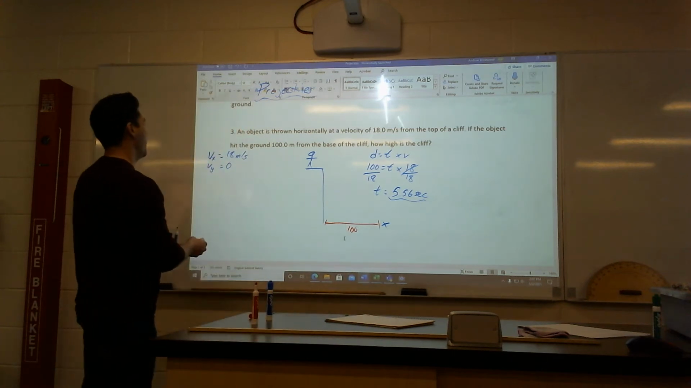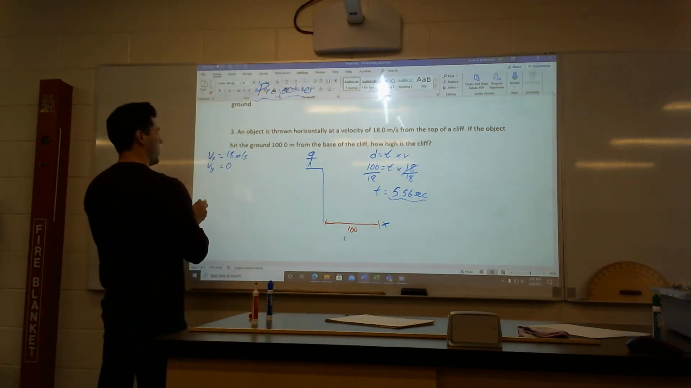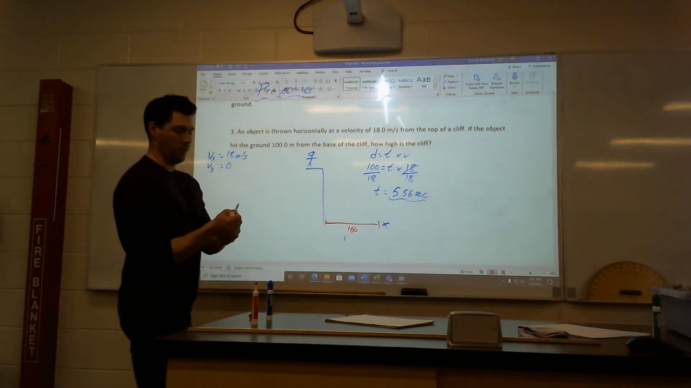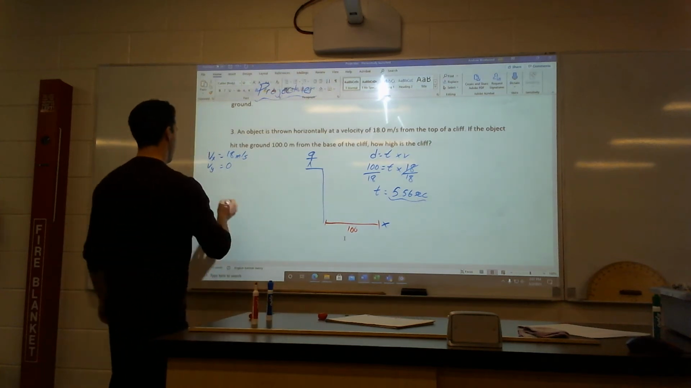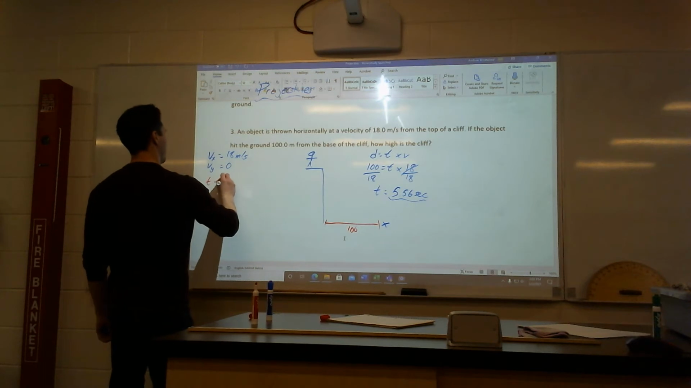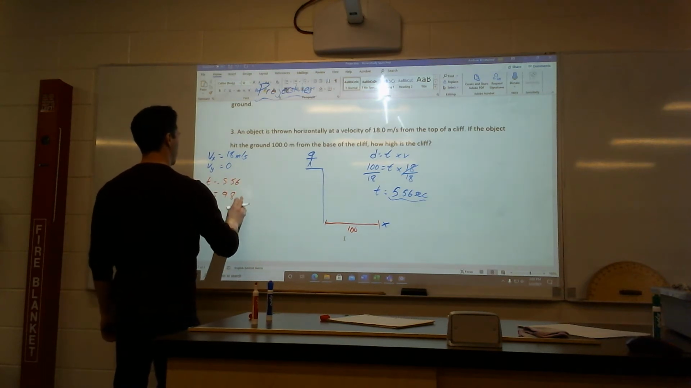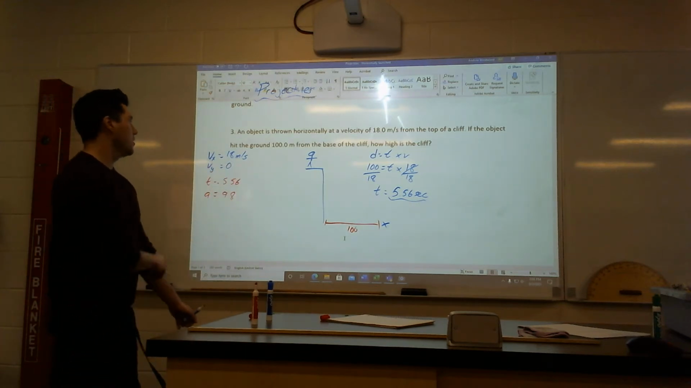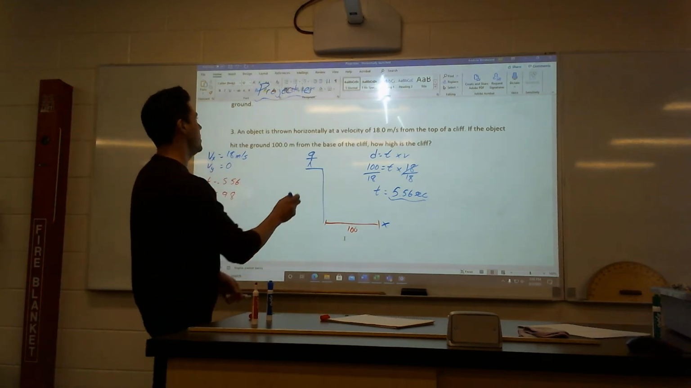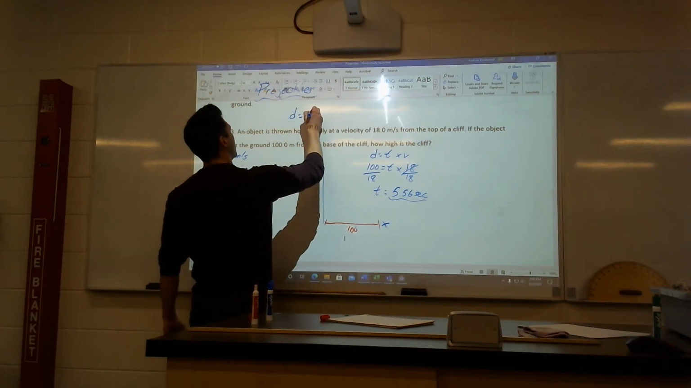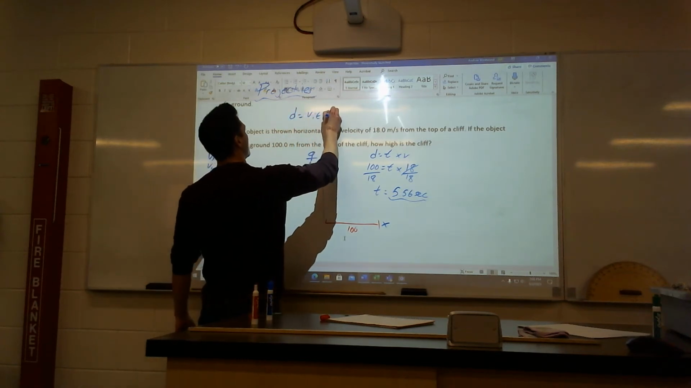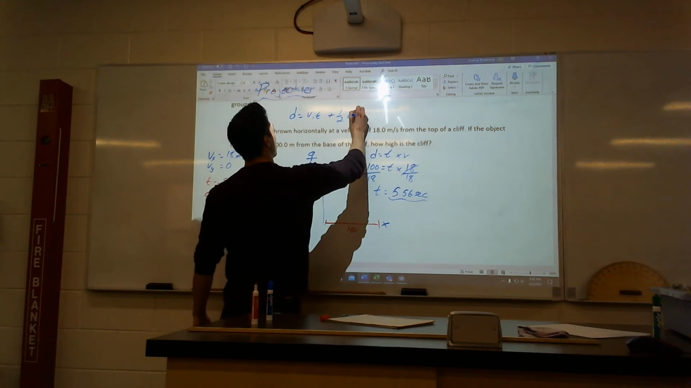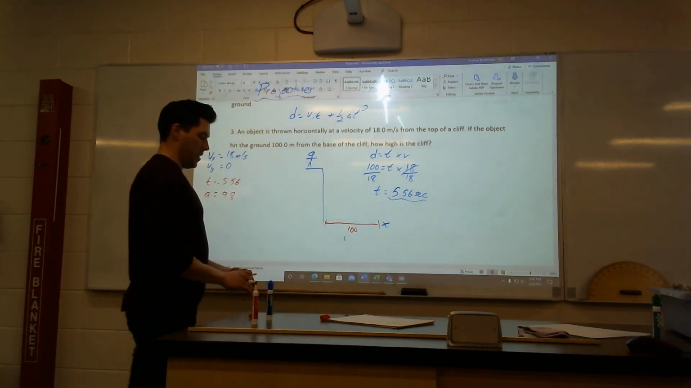So now that I have this time, I can work backwards. What else do I have to work with here? Time equals 5.56 now. I know my acceleration is always 9.8, and I have my Vy there, which is 0. So again, I'm going to use d equals Vi t plus 1/2 a t squared, and let's plug this in here.